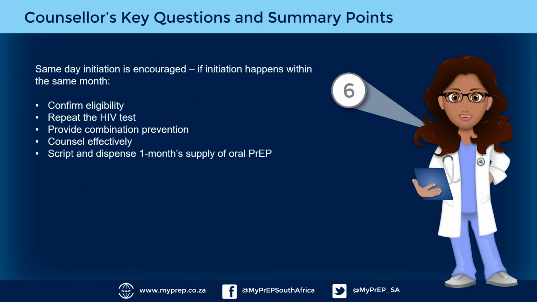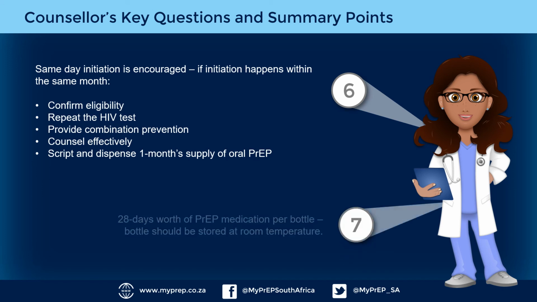Same-day initiation is encouraged, but if that is not possible, be sure to initiate the patient within 1 month. At that visit, confirm eligibility, repeat the HIV test, provide combination prevention, counsel the patient effectively, and script and dispense 1 month supply of oral PrEP. There are 28 days worth of PrEP medication per bottle, and remember the bottle should be stored at room temperature.